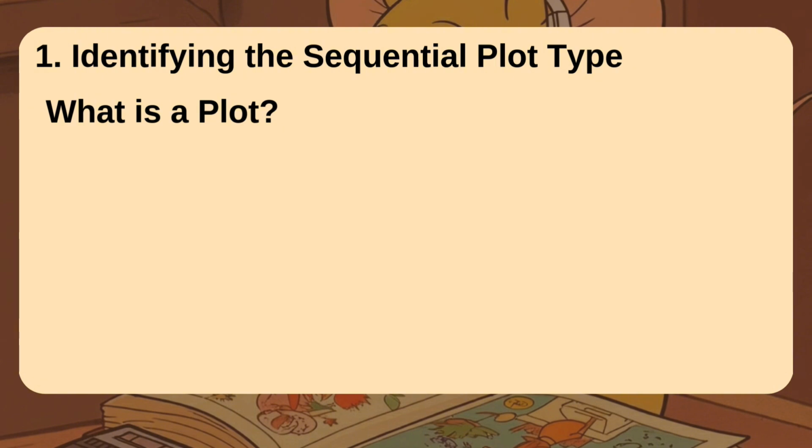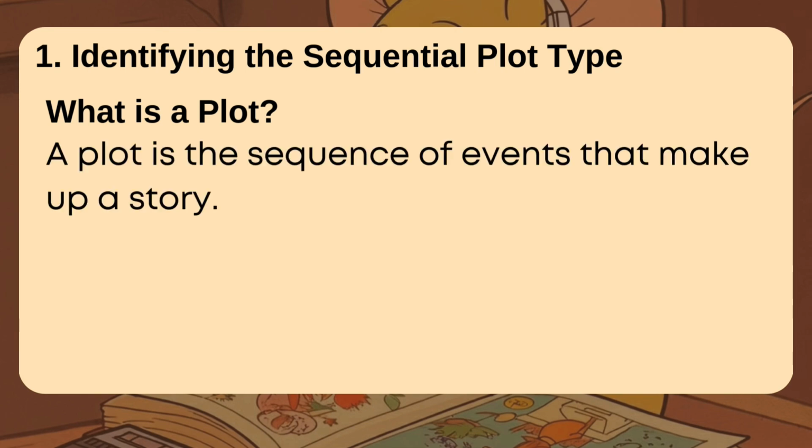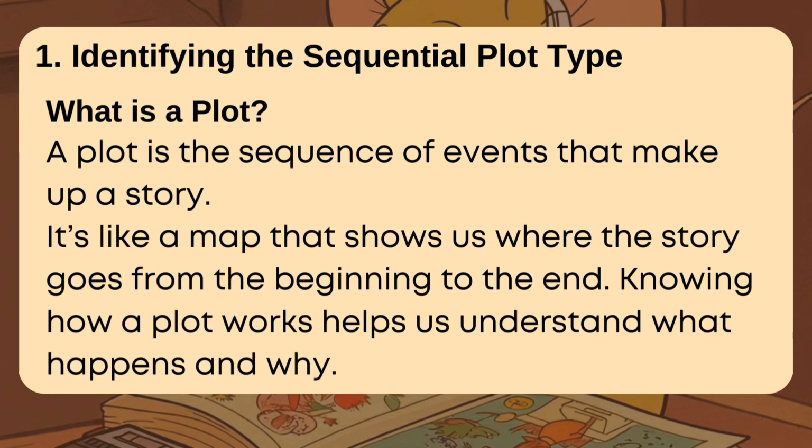So number 1 is identifying the sequential plot type. So what is a plot? A plot is the sequence of events that make up a story. It's like a map that shows us where the story goes from the beginning to the end. Knowing how a plot works helps us understand what happens and why.